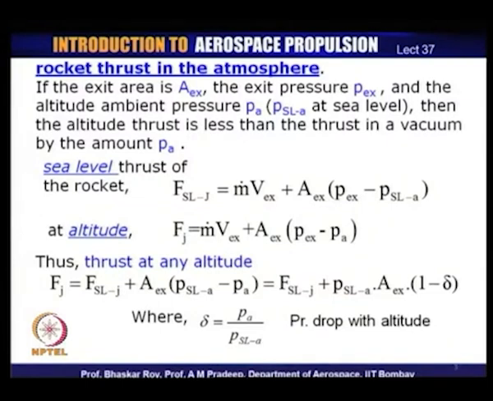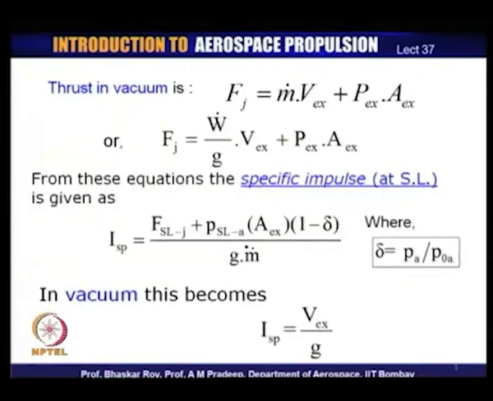So, the basic thrust that any rocket creates can now be obtained from this simple equation. If we progress to the thrust that is created in vacuum, in vacuum the ambient pressure P_A is to be taken as 0, in which case the thrust equation becomes F_j equal to m dot into V_ex plus P_ex into A_ex. The second term is not there anymore.